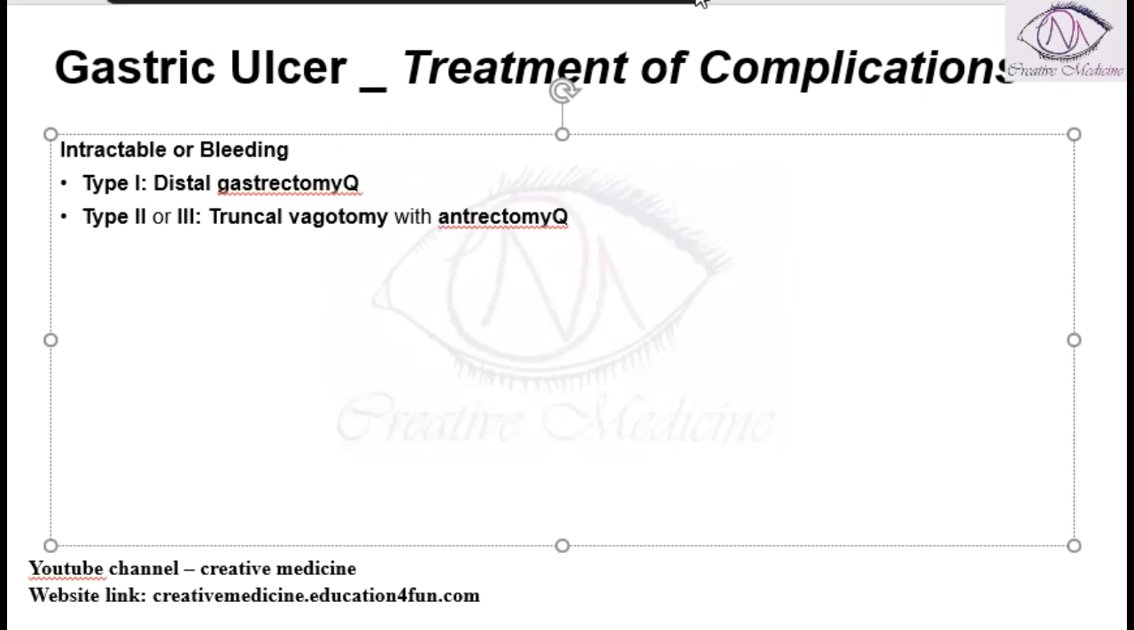In a gastric ulcer, if the patient has either an intractable gastric ulcer or bleeding, then if it is a type 1 gastric ulcer, according to the modified Johnson's classification, a distal gastrectomy should be done. If it is a type 2 or type 3 gastric ulcer, then we can do a truncal vagotomy with antrectomy. This is done for intractable or bleeding gastric ulcers.